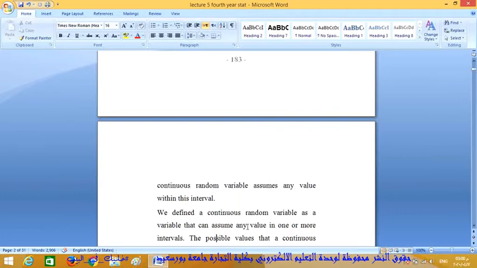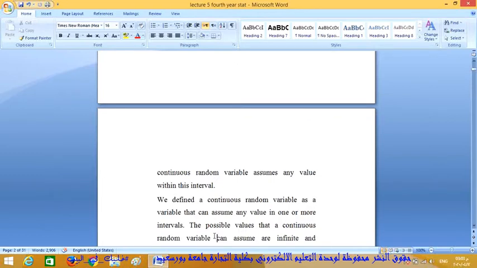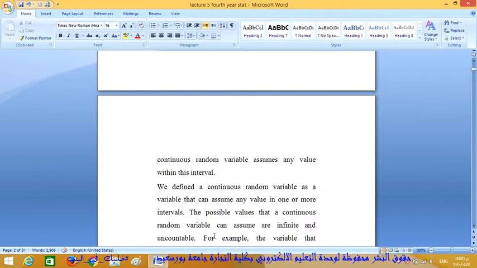We define a continuous random variable as a variable that can assume any value in one or more intervals. The possible values that a continuous random variable can assume are infinite and uncountable. The possible values for a discrete variable are countable, but with a continuous random variable, the values are uncountable. It's an infinite number of values.